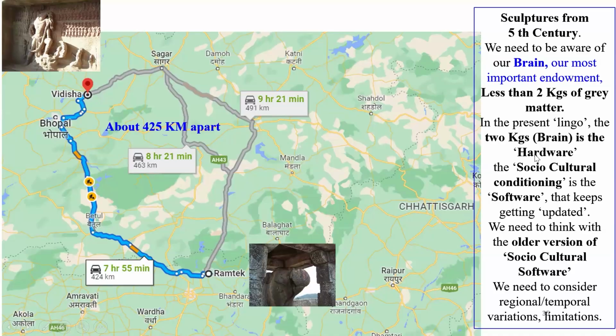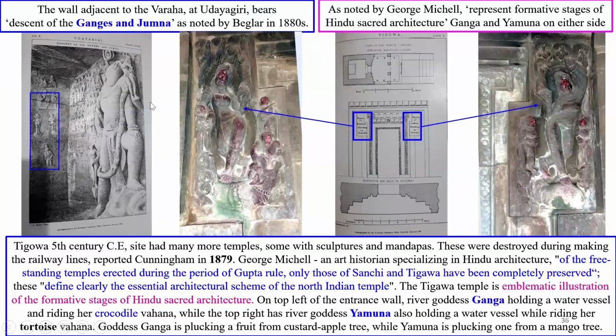And in the present lingo, I can say that the brain is the hardware and the socio-cultural conditioning is the software, which keeps getting updated. But when we go to analyze sculptures, we have to rethink and think with the older version of the socio-cultural software. We need to consider the temporal variations, the limitations, and think like them. Going on with the same reference and catching that thread, this is that Bhuvaraha. This is a picture by glass picture.